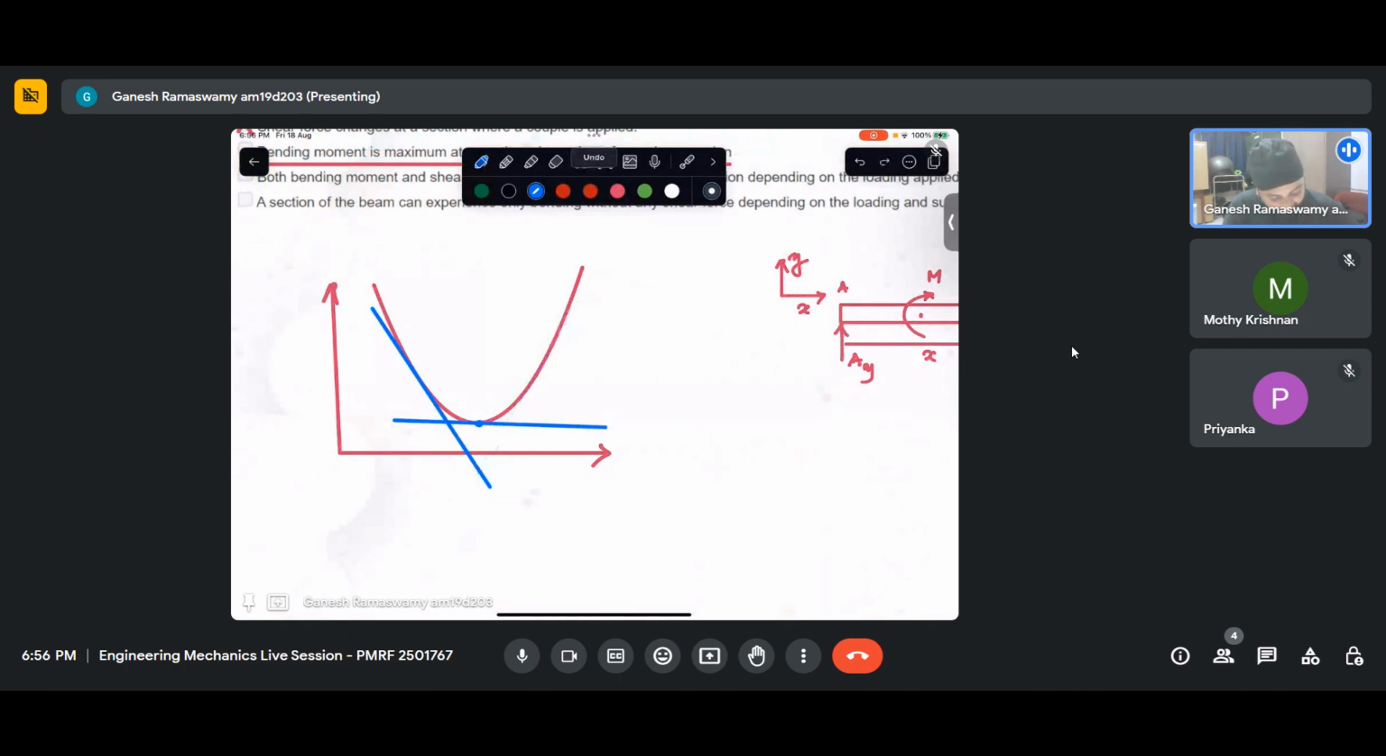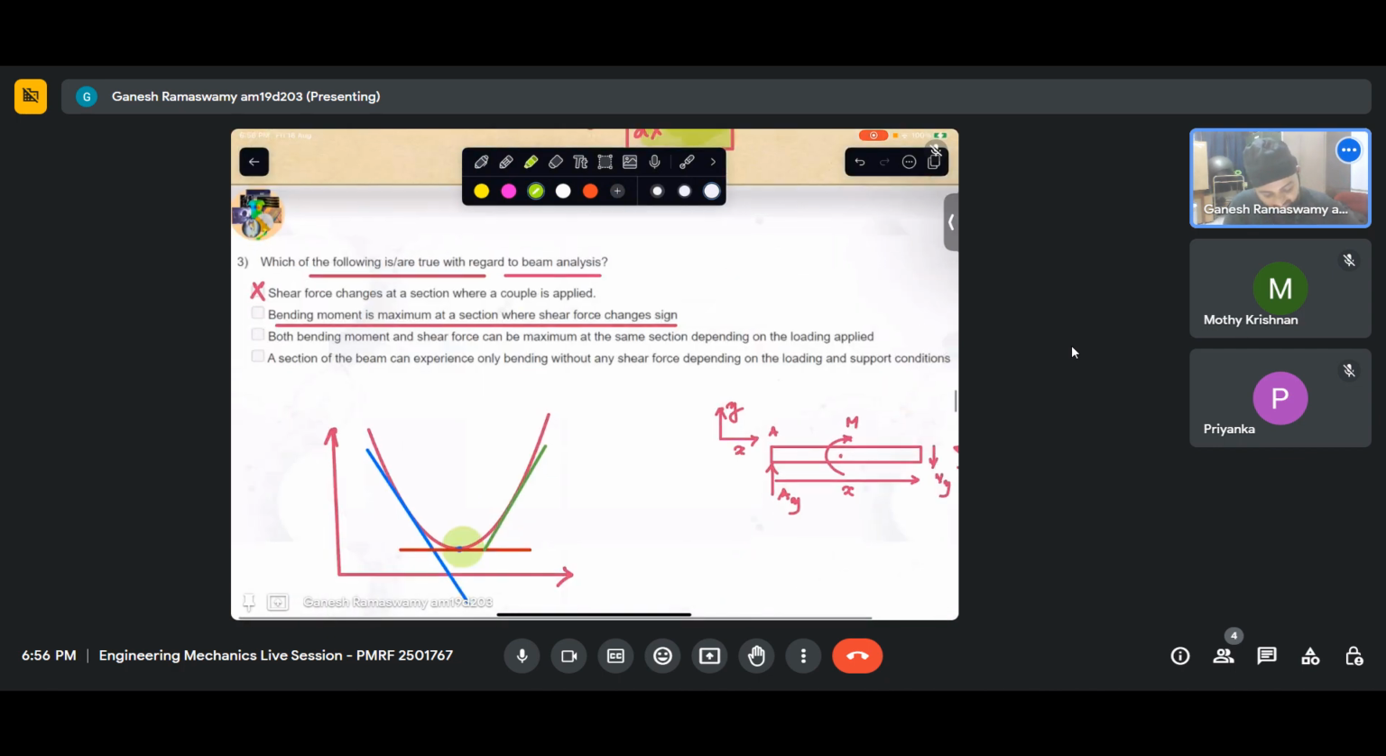Let me draw it in a different color. I'm able to see the blue slope is negative. Then I come to the red slope, which is 0. Then I move on to the green slope, which is positive. So, simple from mathematics, we know that at a point where the slope changes its sign, we have an extrema.